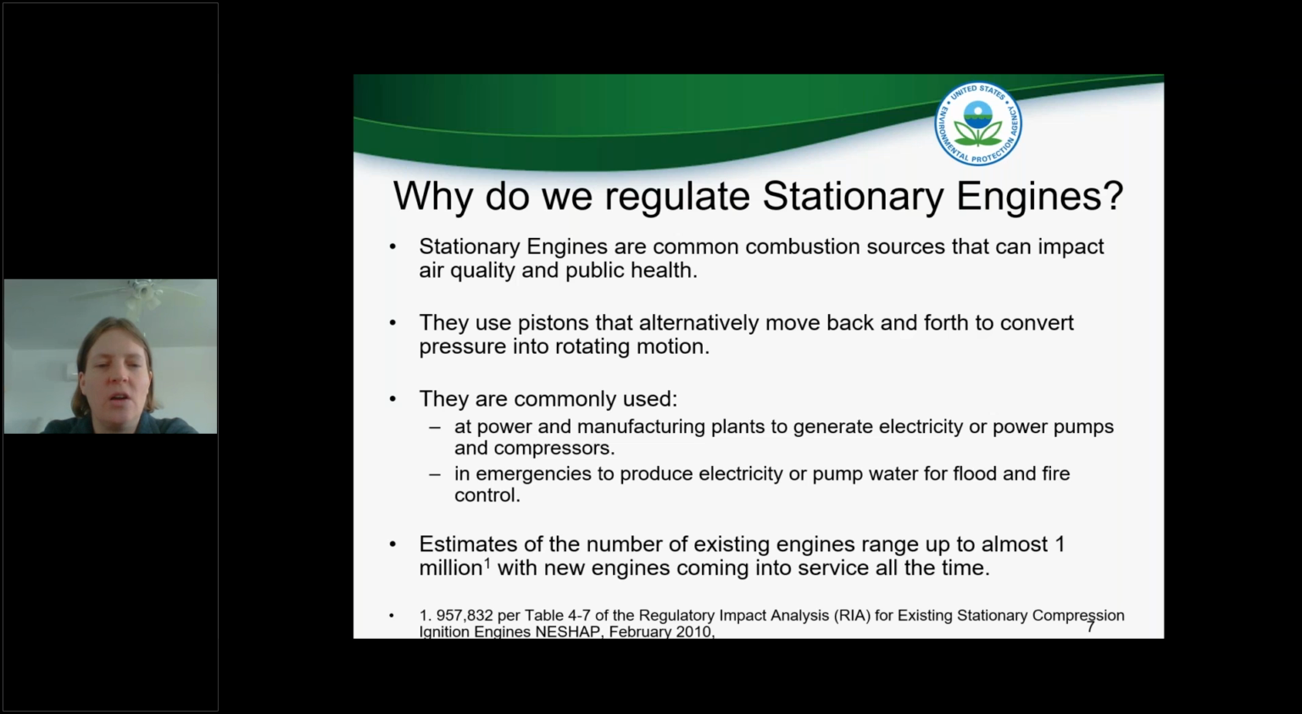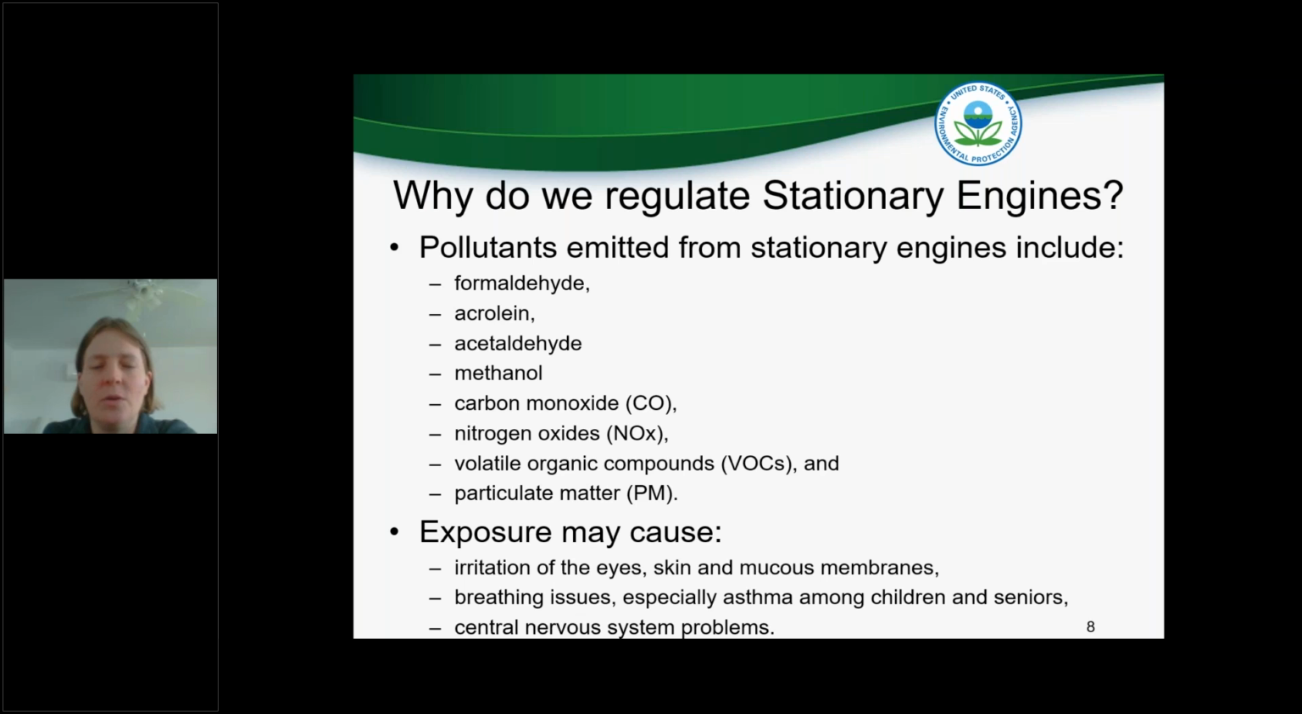As the slide says, they are commonly used at power plants, manufacturing plants, and as backup generators in a lot of places that might need to have emergency power. The data here is a little bit old, but when we were doing one of the more recent rules for stationary engines back in 2010, the estimate was that almost 1 million engines were affected by that rule, with more coming into service all the time. That's including all the stationary engines, not just emergency engines, but there are a good number of emergency engines out there. If you could go to the next slide, just to give you a brief overview.